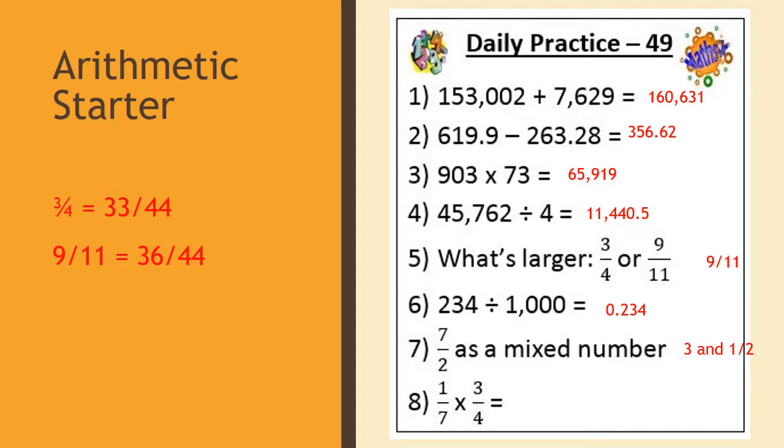Can we simplify that any further? No. So we get 3 over 28. Well done if you managed to get all of those.